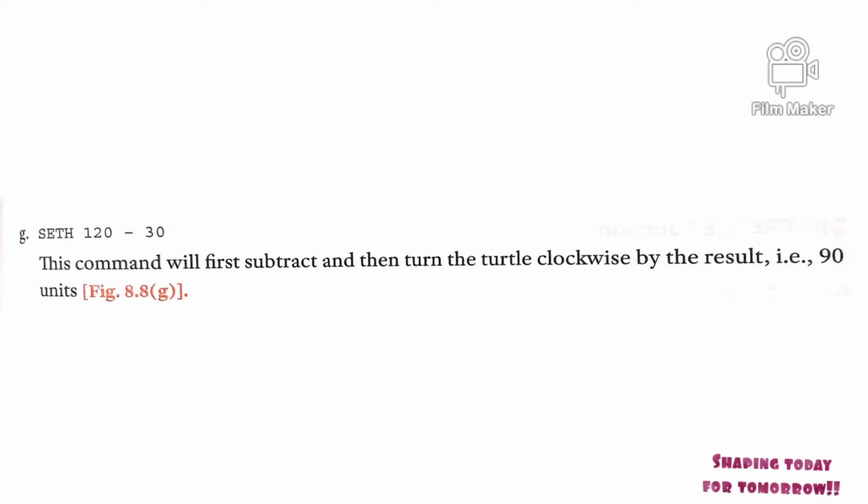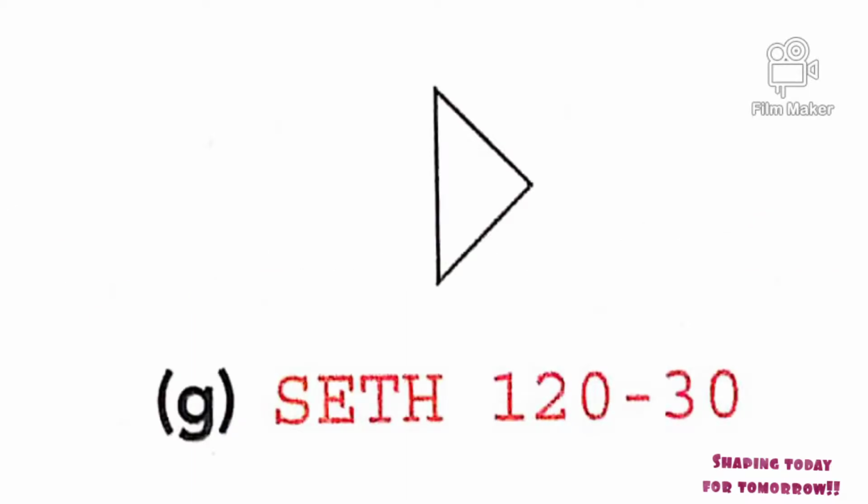Now point number G, SETH, set 120, then the symbol of subtraction is there, and then 30. This command will first subtract and then turn the total clockwise by the result, that is 90 units. See figure 8.8G for this. So students, as you can see in this figure, first of all it will subtract 30 from 120, and after this we will get 90 units, so it will move in the clockwise direction.